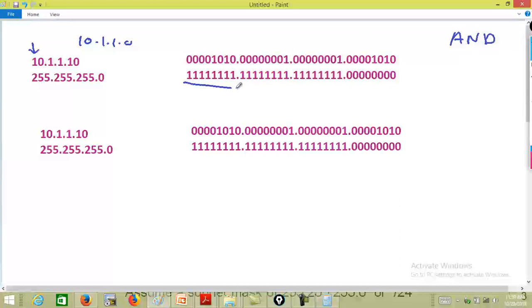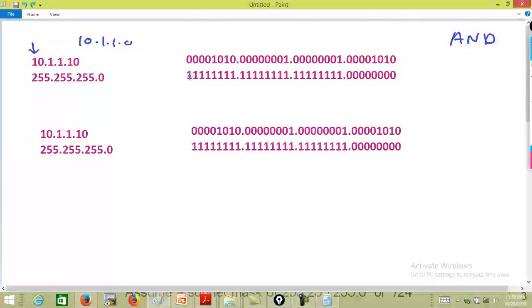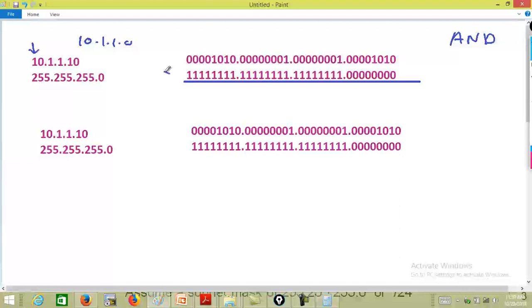So basically, if I can draw, let me take a straight line. ANDing is simply multiplication. So we have 0 times 1, of course, is 0. So we'll have 4 zeros, right? Then we have 10, 10. So all these are zeros, and here we have a dot. So all this will be 0.